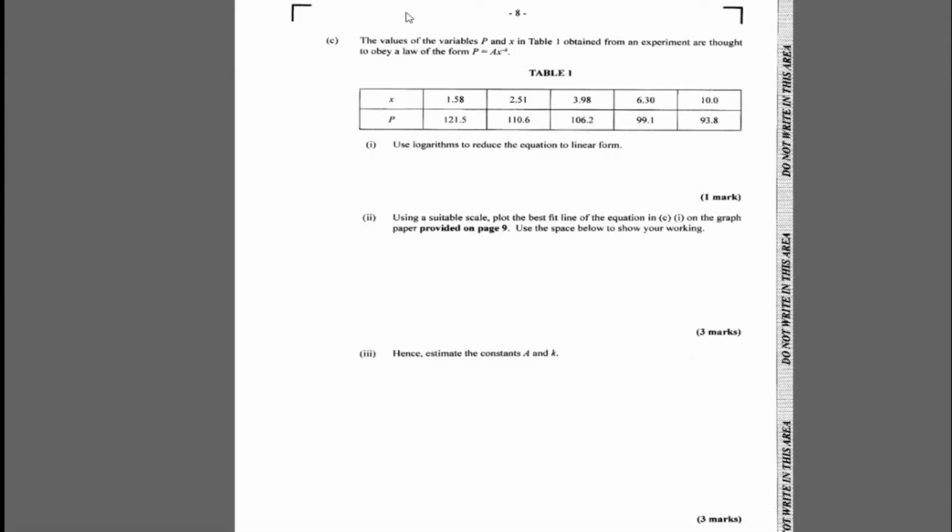Linear form, this is linear. Linear is always y equal to mx plus c. Always remember that is linear. So we take logs of both sides. So what we're going to get is the log of p is equal to, we take the log of this side, and we get the log of a x to the minus k.